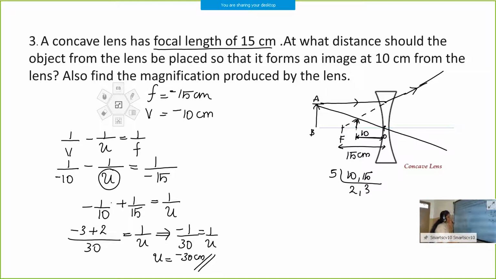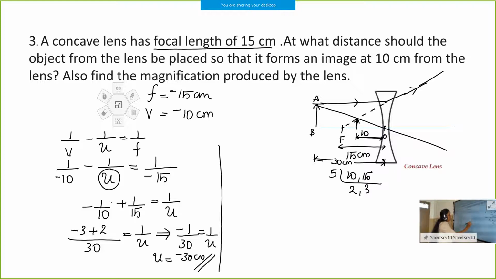So where is the object kept? It is also kept on the left hand side, since you are getting a negative sign. So the object distance you are getting is 30 centimeter. Distance from object to the optical center, it is 30 centimeter. Is it clear? Now you have to find out the magnification produced.